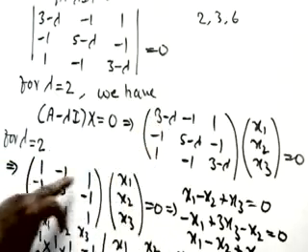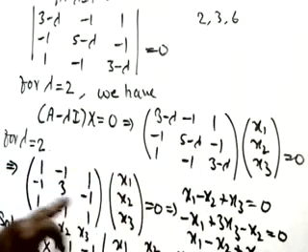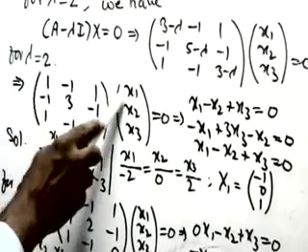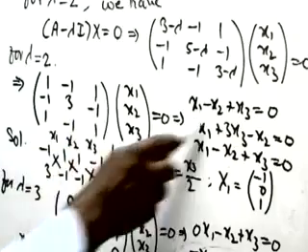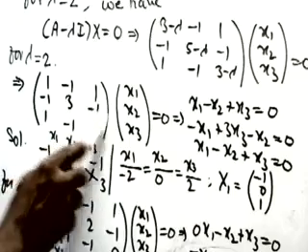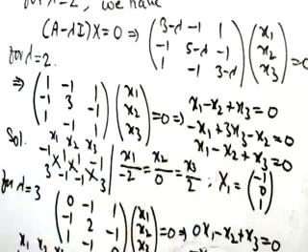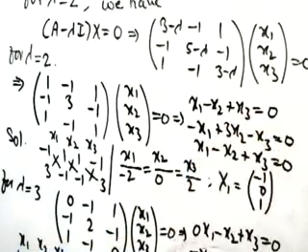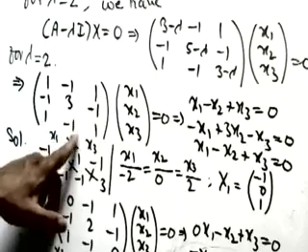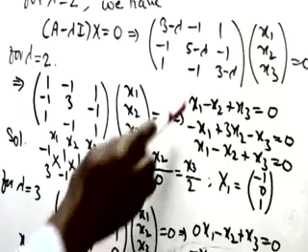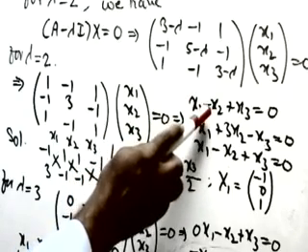If you keep lambda equals 2 here, 3 minus 2 will be 1, minus 1, 1, 5 minus 2 will be 3, and 3 minus 2 will be 1. Now multiply, matrix multiplication, row into column. We get x1 minus x2 plus x3 equals 0, minus x1 plus 3x2 minus x3 equals 0, and 3x2 minus x3 equals 0. Lastly, x1 minus x2 plus x3 equals 0. Now solve any two equations. Let me solve the first and second.